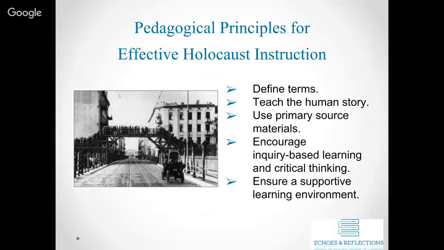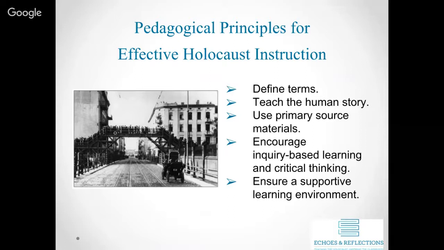We want to make sure that our students are able to define the terms and find the resources and tools to define these terms that they'll be encountering in the study and research that they're doing within the field of the Holocaust. We also want to emphasize to them to look at the human story.